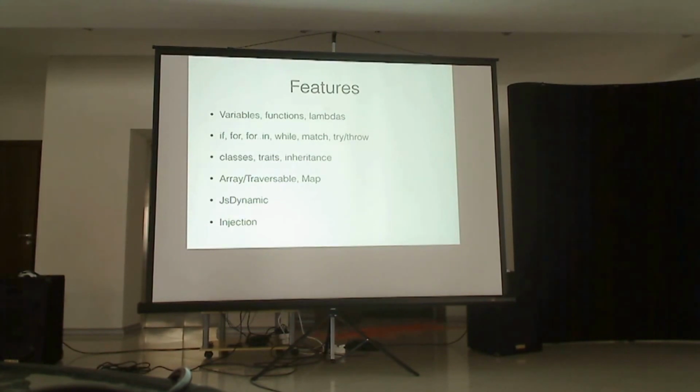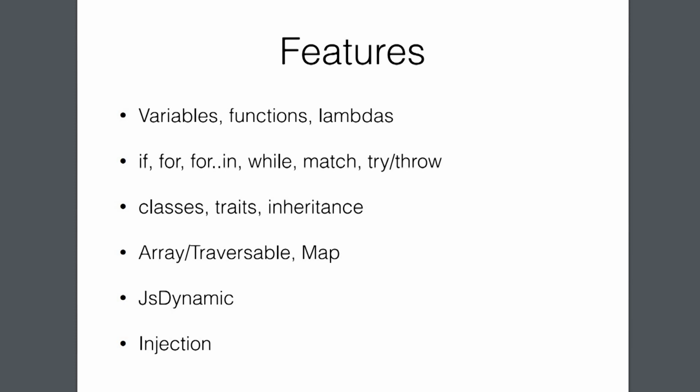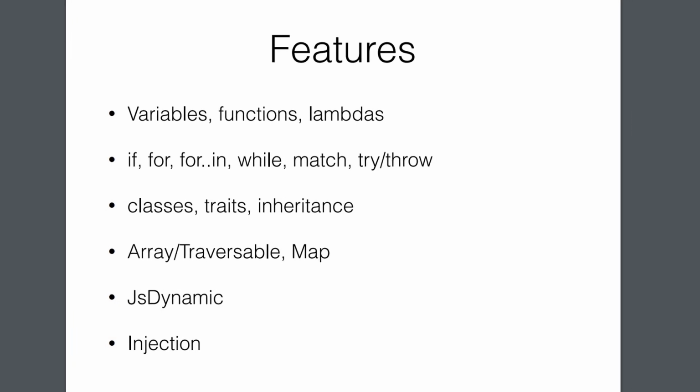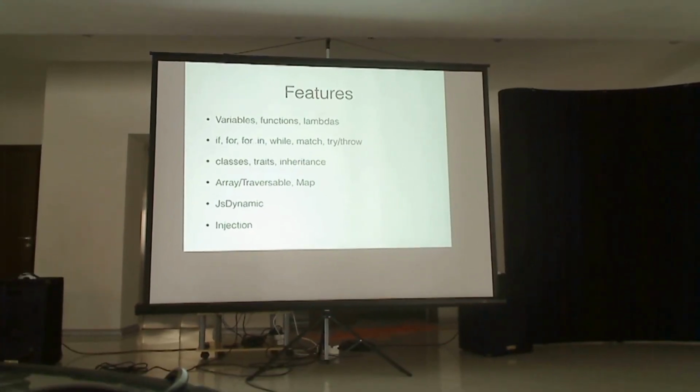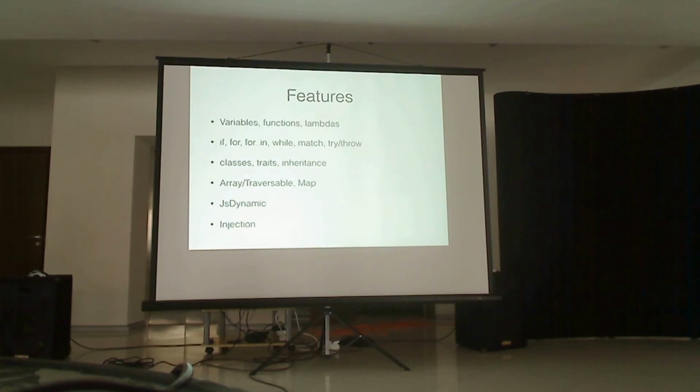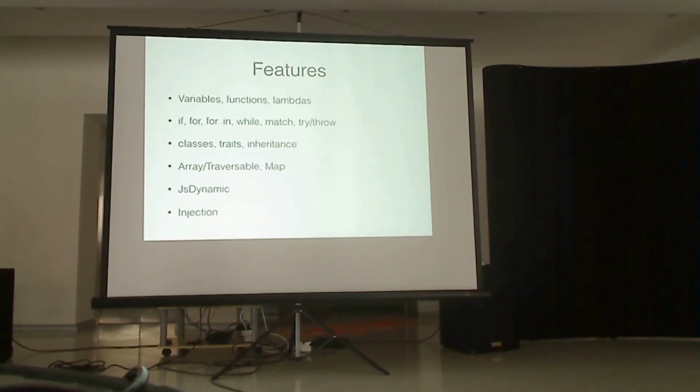So, what features does JScala have? We can define variables, functions, and lambdas. Ifs and loops are supported. We have limited support of pattern matching without guards, unfortunately, yet. Exceptions, try-throw methods are also supported. We have limited support of classes and traits, and limited support of inheritance. Only methods can be inherited.